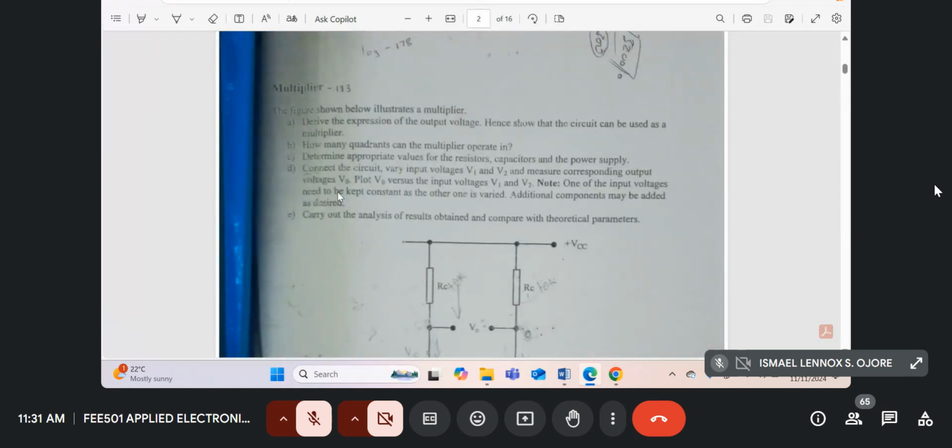For this other part, this part D, connect the circuit, vary the input voltages V1 and V2, and measure the corresponding output voltage V0. Plot V0 versus the input voltages V1 and V2. This part can only be done if there are no capacitors. And you're told to note that one of the input voltages needs to be kept constant while the other is varied.